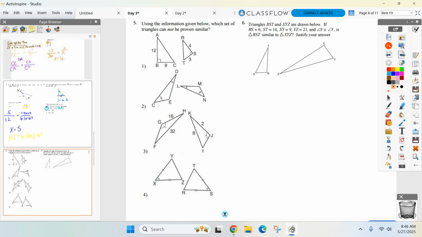I have been solely talking about angle this morning. There are 2.5 other ways to prove triangles similar.